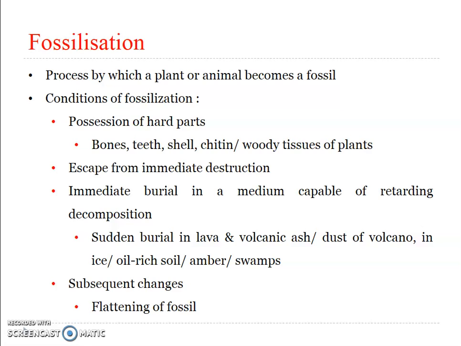The animals or plants are only preserved and fossilized when they are suddenly buried in a medium like lava, volcanic ash or dust of a freshly erupted volcano, or in ice, or in an oil-rich soil, or in transparent resins of certain ancient plants, that is amber. Okay. Then in swamps or in desiccated deserts under huge piles of sand at high temperature, or underwater in layers of silt piling one above the other.